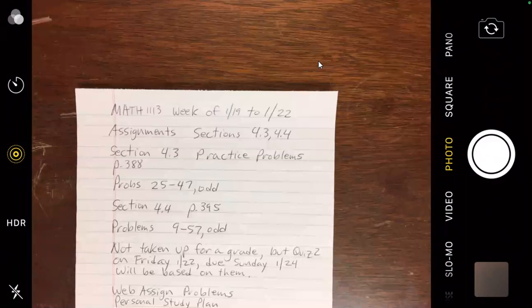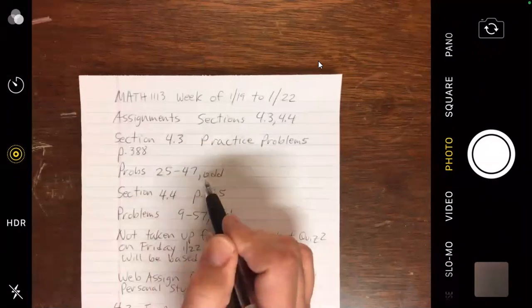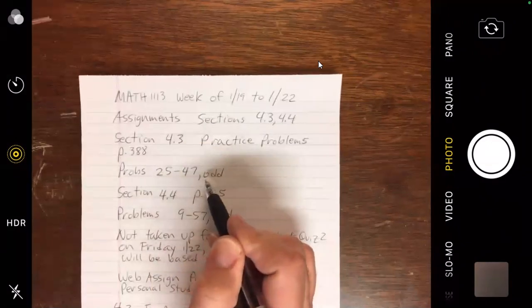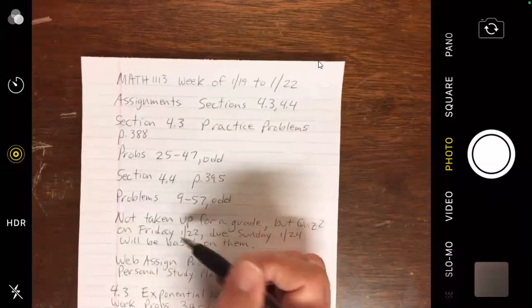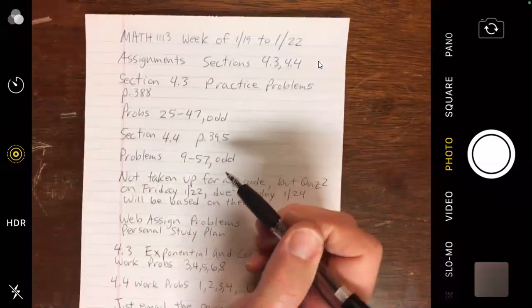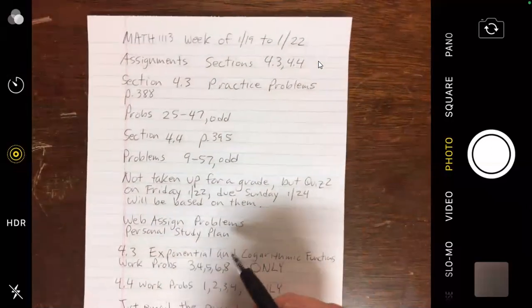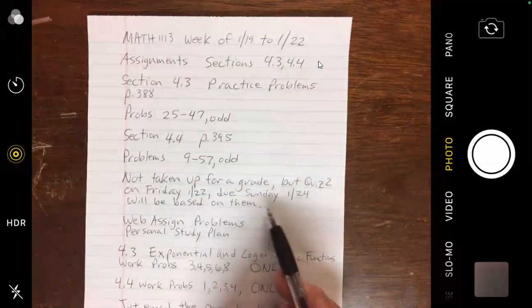We are going over sections 4.3 and 4.4 this week. In section 4.3, practice problems are 25 to 47 odd. Section 4.4, page 395, practice problems are 9 to 57 odd. Going to keep the same format for the entire class. Not taken up for a grade, but we have quiz 2 on Friday 122, due Sunday 124, will be based on them.